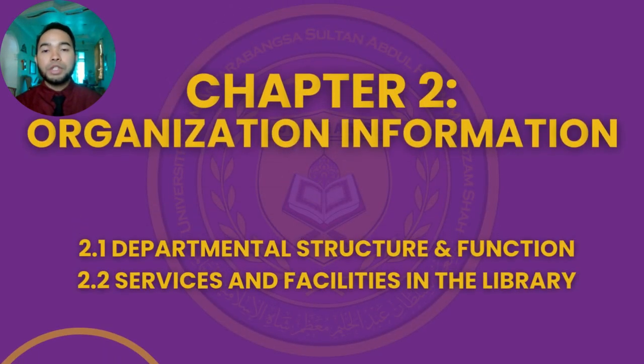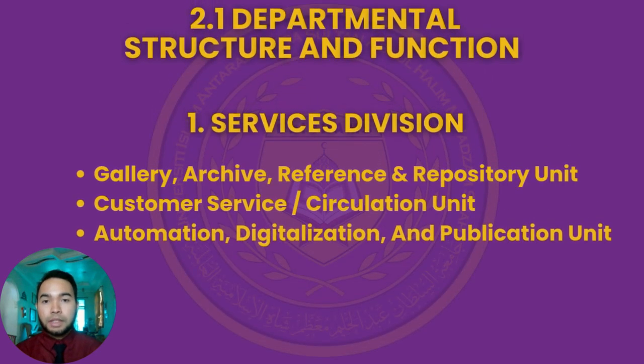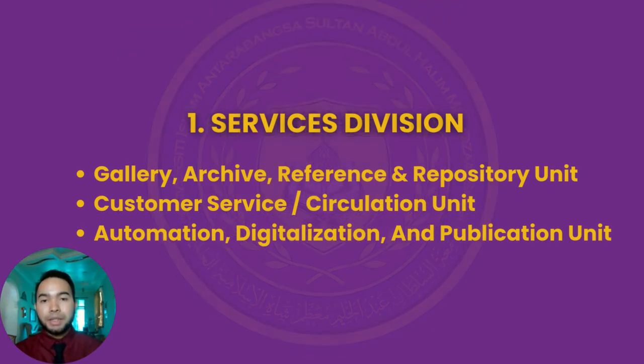Now we will go to chapter 2, which is the organization information. In this chapter, we will cover two topics: the departmental structure and function, and the services and facilities in the library. The first one is the service division. Under the service division, there are three units. The first one is gallery, archive, reference, and repository unit. The second unit is customer services or circulation unit, and the third unit is automation, digitization, and publication unit.